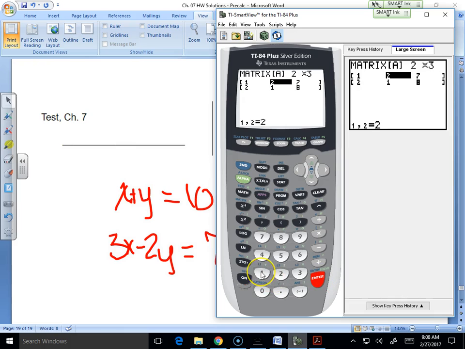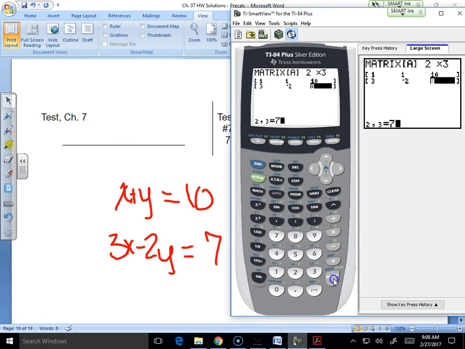1 for the coefficient of x, 1 for the coefficient of y, 10 for the equals. You guys remember this? Then you have 3 for the coefficient of x, negative 2 for the coefficient of y. Is that a 7 that's hiding back there? Yeah. Okay. Now, how do you tell your graphing calculator to solve this for you? So you can double check the same way you could with graphing.